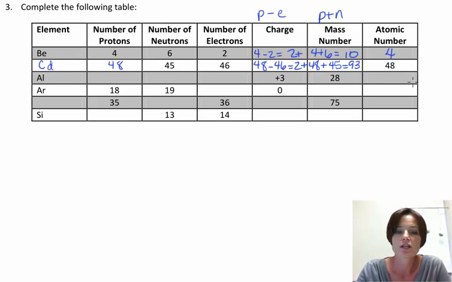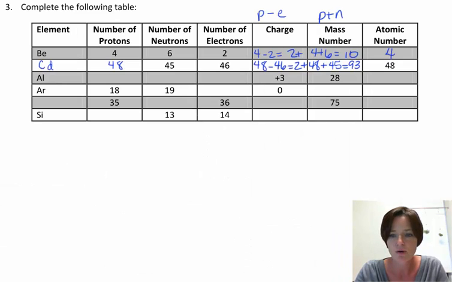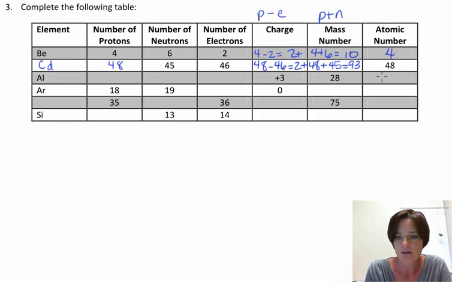Okay. If we look at the next one, aluminum, we have the element's name, but we are missing a bit of the other information. So I'm going to go to the periodic table, find aluminum, and first find out what the atomic number is. So here's my periodic table. Aluminum is over here, number 13. So with that information, I can fill in 13 as the atomic number. That would also be the same number as the number of protons.